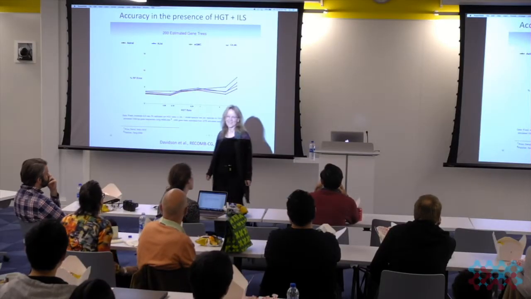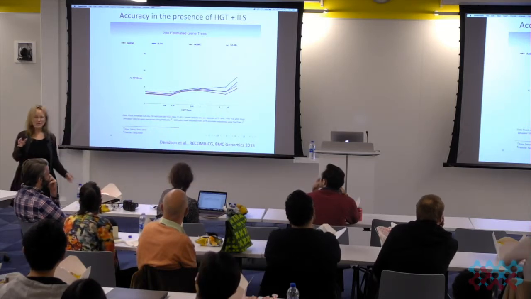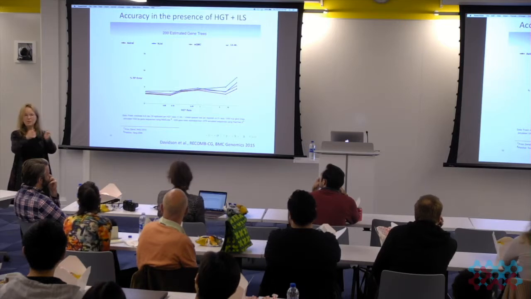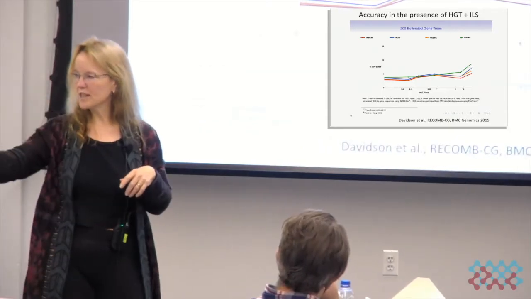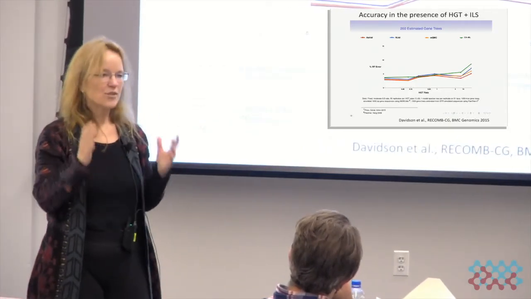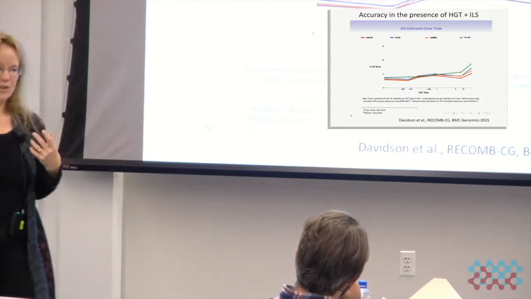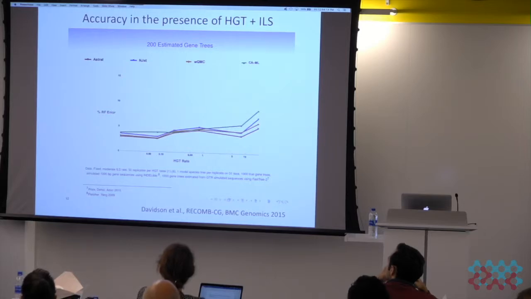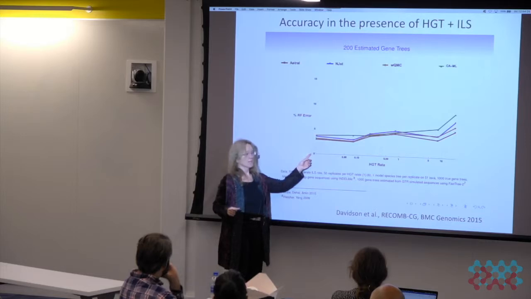Extra slide. Your particular question has to do with hybridization, but let's talk about horizontal gene transfer as a similar kind of thing. You have genomic data being transferred from one organism into another, and so you don't have a tree. This is a simulation study looking at what happens when you have a species tree with random HGT on top of it.